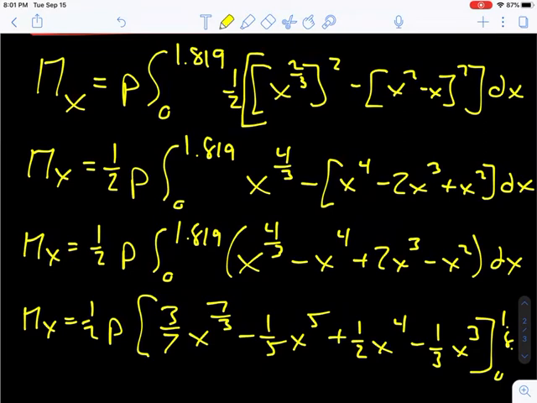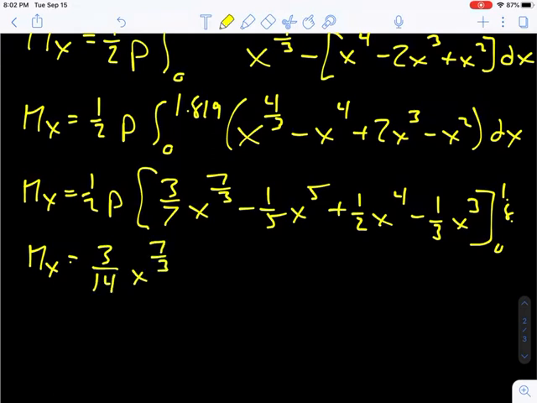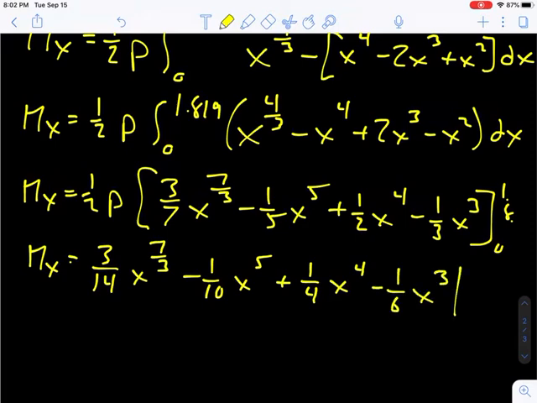Now I can multiply through by this 2, just to take care of that. So we're going to have 3/14 x to the 7/3 minus 1/10 x to the 5th plus 1/4 x to the 4th minus 1/6 x cubed. And that's being evaluated from 1.819 to 0. And again, the rho we don't really need to worry about.